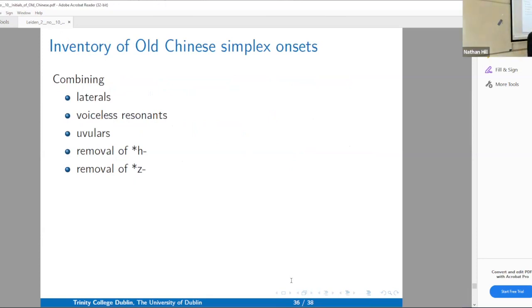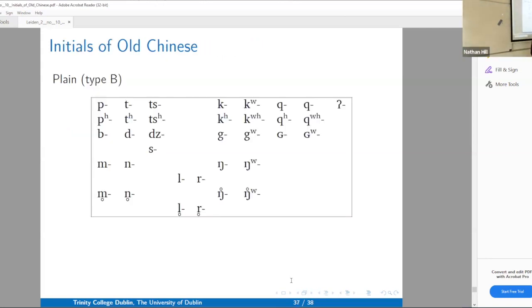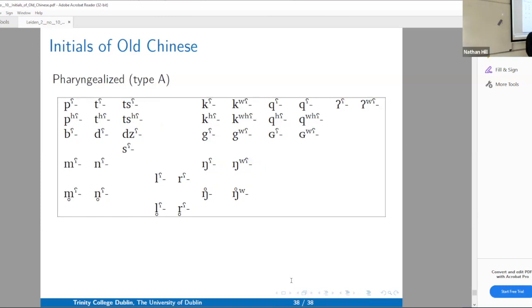So now we look at what we have done. The inventory of Old Chinese simplex onsets, based on the Shaisheng series: we've added the laterals, we've added the voiceless resonants, we've added the uvulars, and then we removed ha and za, and possibly also ya. And then this is what we get for type A syllables. And this is what we get for type B syllables.